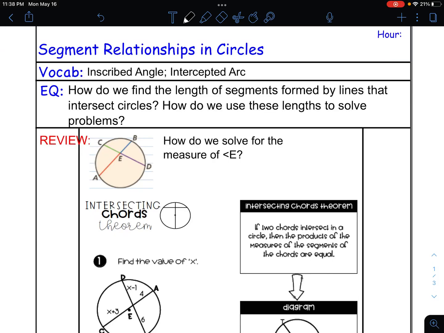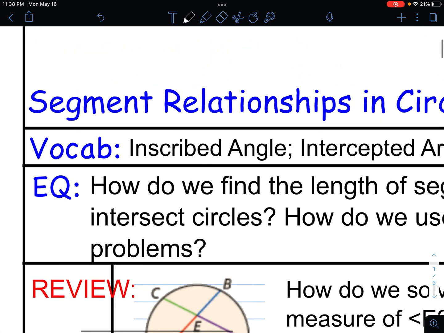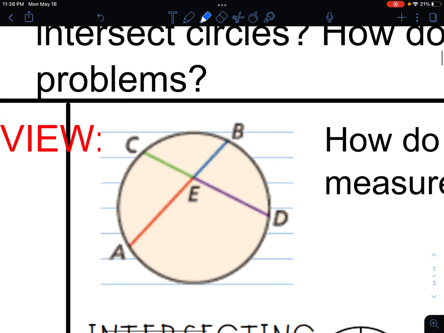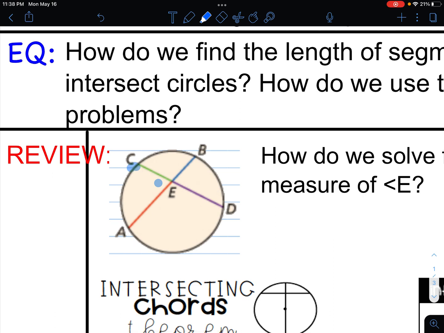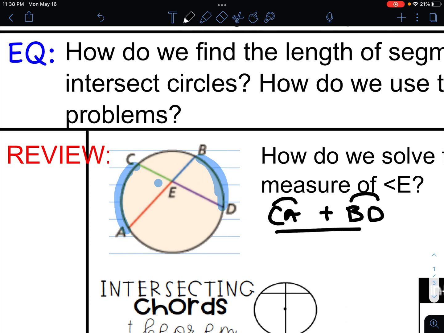Going to go through what we talked about yesterday in class, the angle relationships. So really quick, if we had two chords crossing, secants crossing, how did we find the measure of angle E, which we'll call that angle E? So what did we have to do? We had to find the measure of the intercepted arcs. So we did CA plus the other arc BD, added them together, and divided by 2. And if we had the angle on the outside, we would take the arcs, subtract them, and divide by 2.